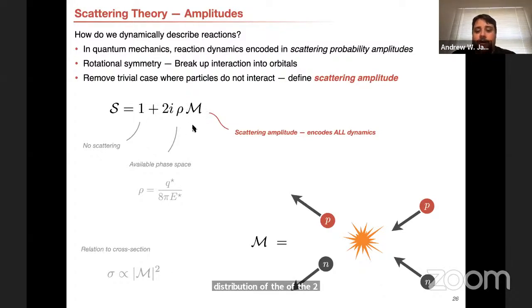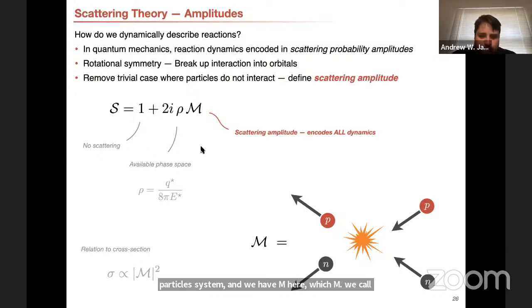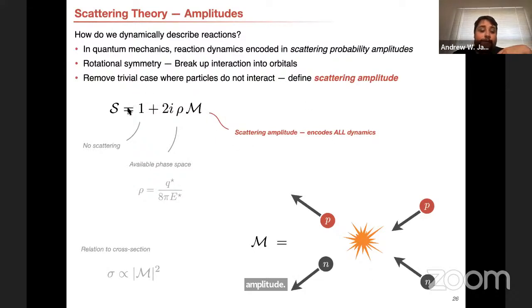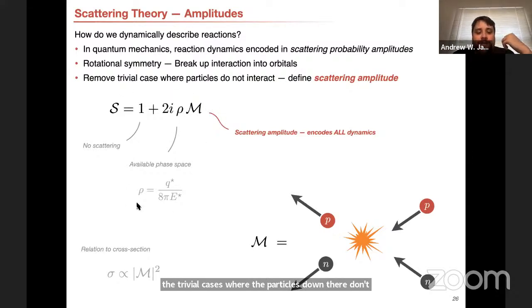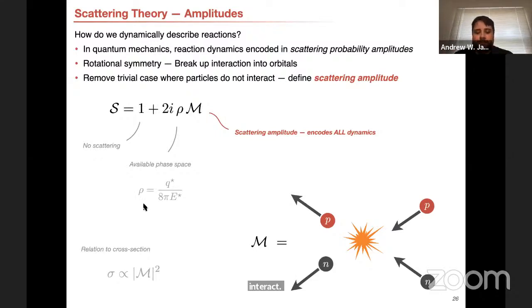And we have M here, which we call the scattering amplitude. I was trying to be a little careful and call S the scattering probability amplitude. It's got some other names, but I don't want to bombard you with a bunch of different definitions. But when we talk about scattering amplitude, really what we're going to focus on is just this M amplitude, which encodes all the dynamics. So we've removed all of the trivial cases where the particles don't interact. All the dynamics are encoded in M, and we have some normalizations, including the kinematic distributions of how the systems can take up their energy space.